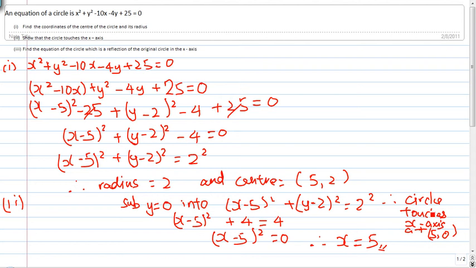Okay, let's go on to the third part. Find the equation of the circle which is a reflection of the original circle in the x-axis. Just bear in mind this question. Okay, let me just go down the page here.